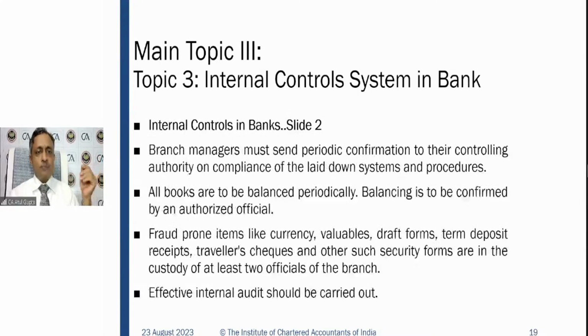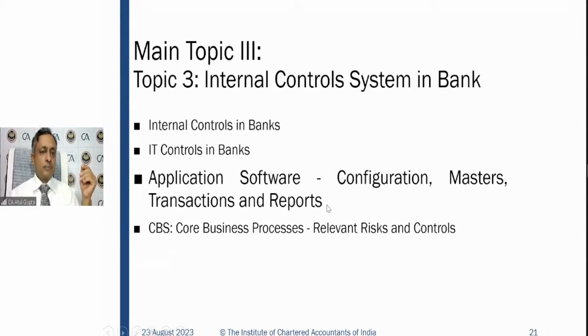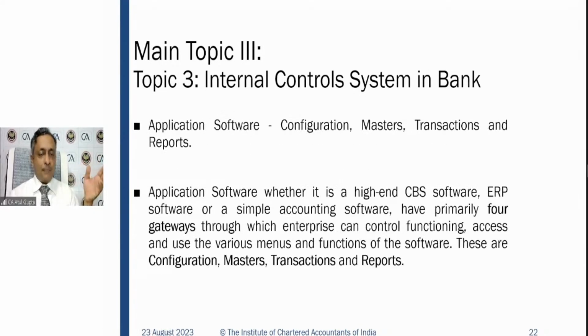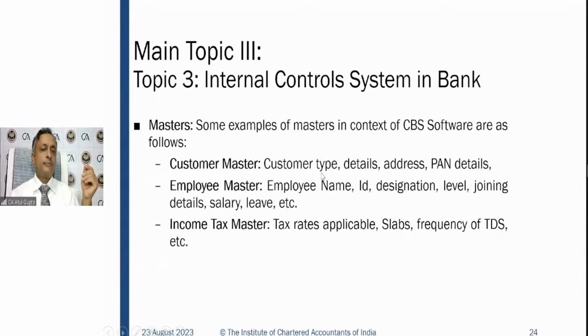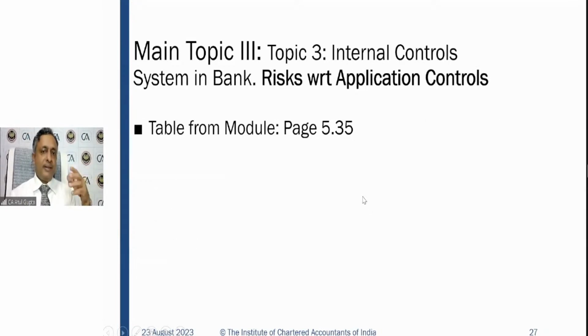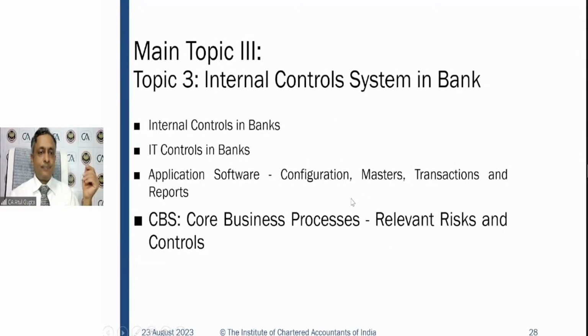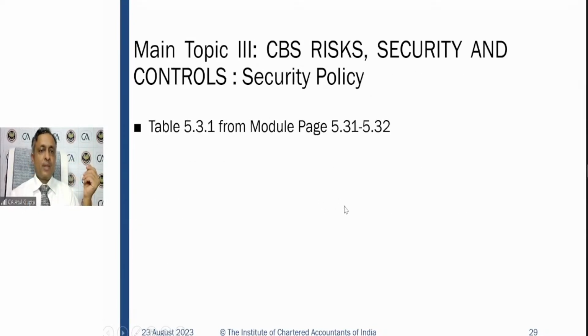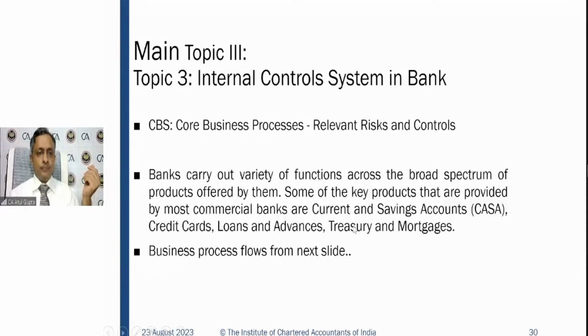So this we have gone through. This application controls we did. Then risk. Now taking this core business process, most of that discussion we are basically going to do from the module itself. These 2 tables we have gone through.